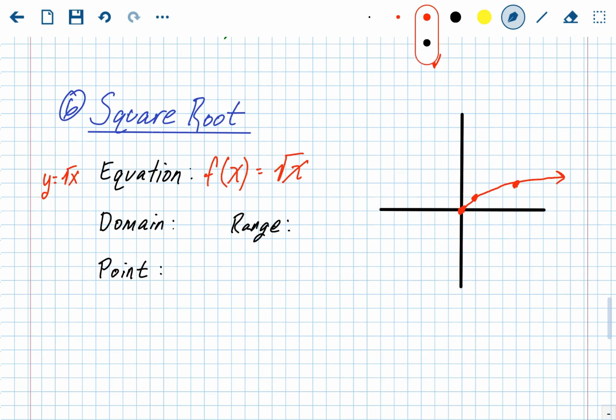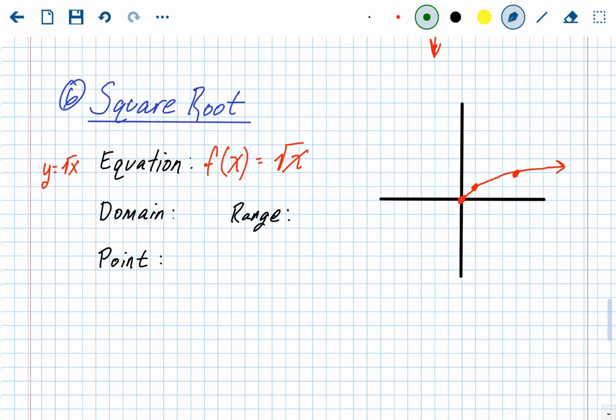Now the domain is all the possible x values. Well, we said we can't have negative x values. So the domain, this is the first one that's not all real numbers. You can't have negative x values, and the first x value we can have is 0. So that means all of our x values have to be greater than or equal to 0.